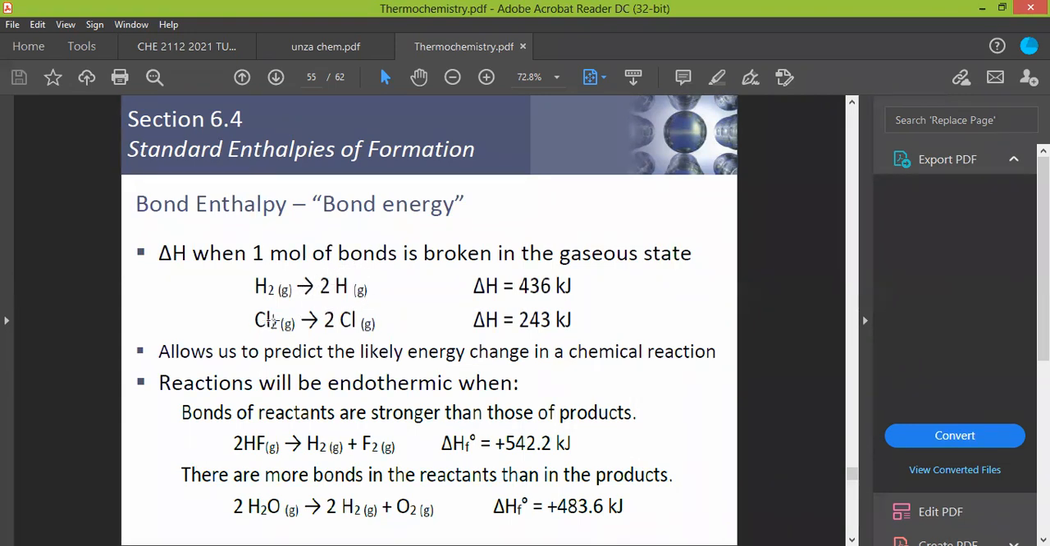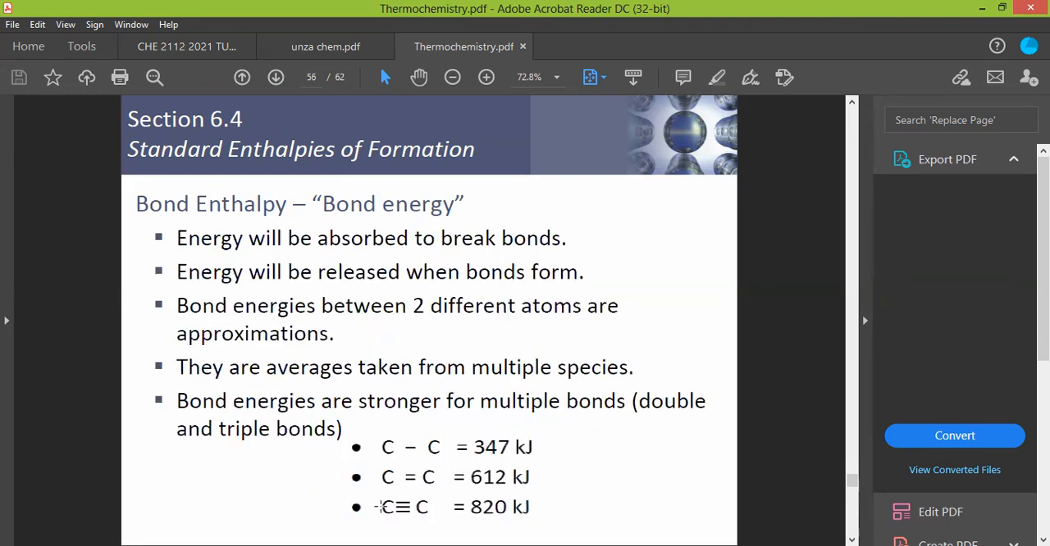And this is how it is. Chlorine is held by this amount of energy, and therefore for a chlorine molecule to be broken, this amount of energy has to be taken in. This allows us to predict the likely change in a chemical reaction from the bond energy. Bonds of reactants are stronger than those of products. They are explaining why, when bonds are being formed, energy is negative, and when bonds are being broken, energy is positive, because the reactants have stronger bonds than the products when products are being formed.